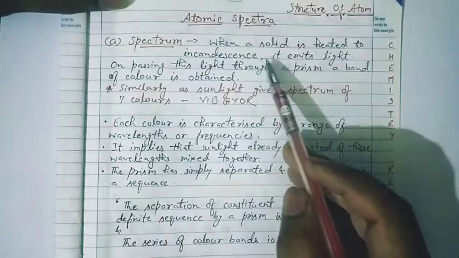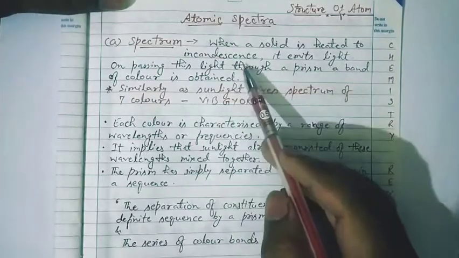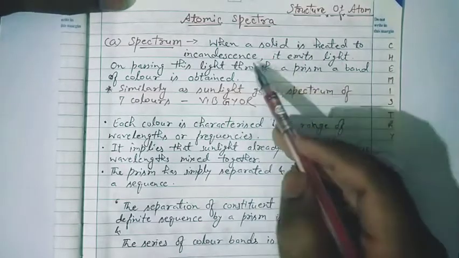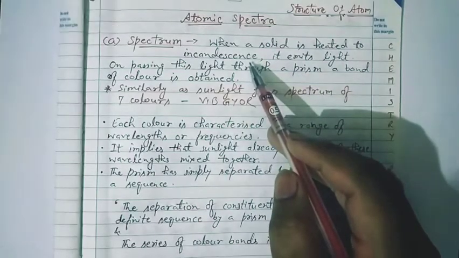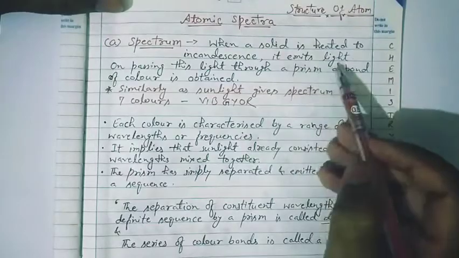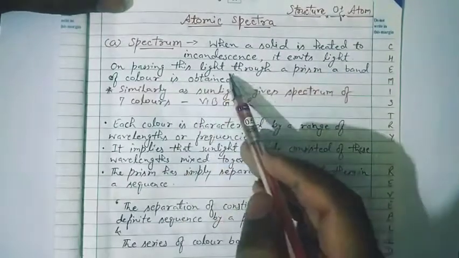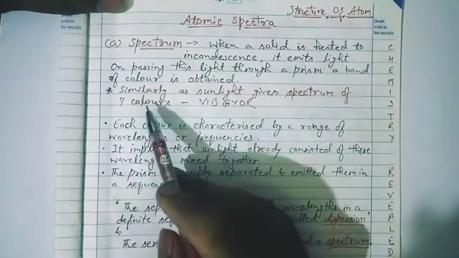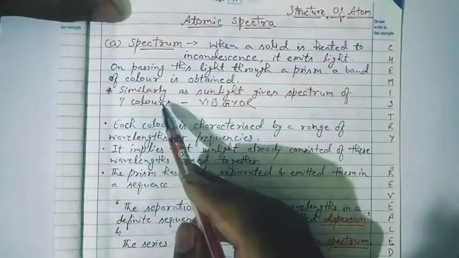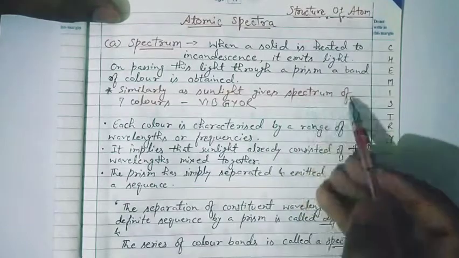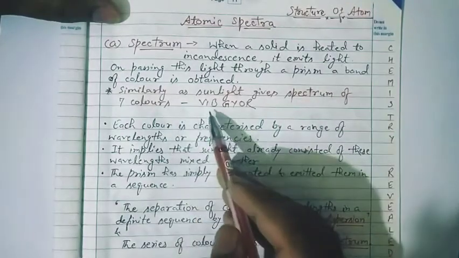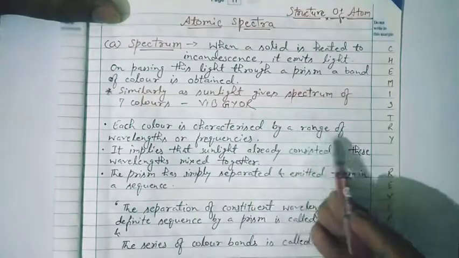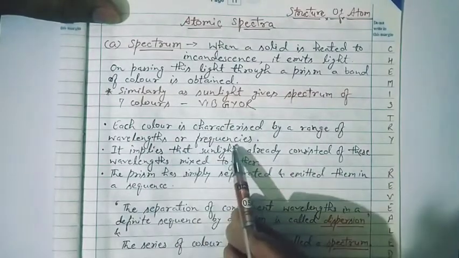A spectrum is obtained when a solid is heated to incandescence, meaning when it starts glowing, it emits light. On passing this light through a prism, a band of color is obtained. It is a similar effect to sunlight giving a spectrum of 7 colors that we know as VIBGYOR. Each color is characterized by a range of wavelengths or frequencies.